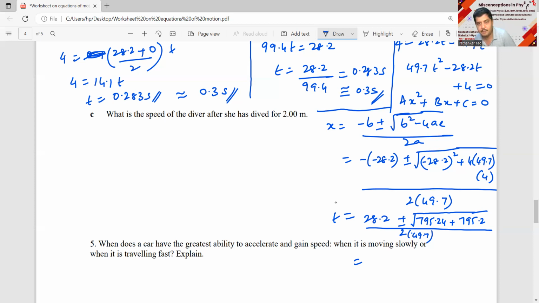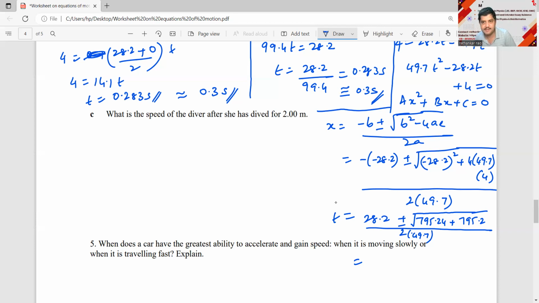So what do I get here? 1.4. I'm writing the full answer. You can verify it yourself because you might also have a calculator. So I am not going to do this personally. Divided by 2 is equal to so much divided by 49.7. I get this as 11.56 seconds.